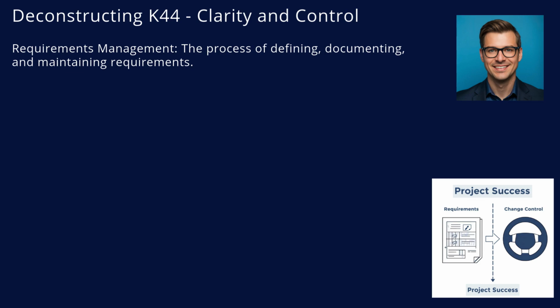K44 is really about two interconnected concepts: clarity and control. First, requirements management. This isn't just writing a list of features. It is the disciplined process of defining, documenting, and crucially, maintaining requirements throughout the project lifecycle. It is about ensuring that what we build actually solves the business problem.